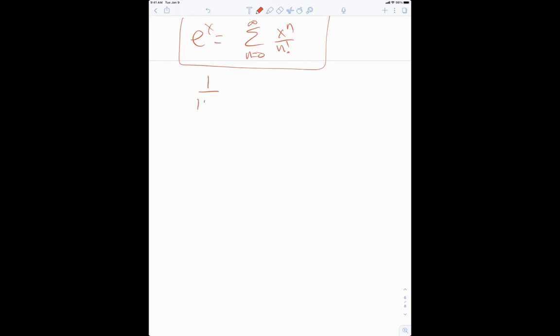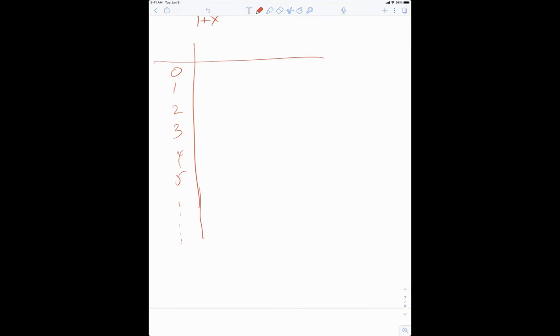I think we've done 1 over 1 plus x before, right? So we're going to start with this one. The same process: 0, 1, 2, 3, 4, 5. I don't need that many. I just need to do it until I see a pattern, right? And then n, the nth derivative. So 1 over 1 plus x. The first derivative is negative 1 over 1 plus x squared.